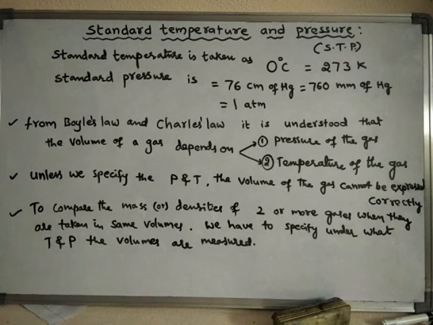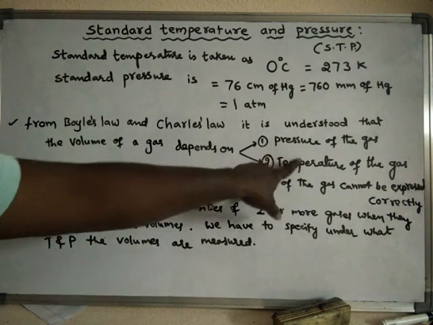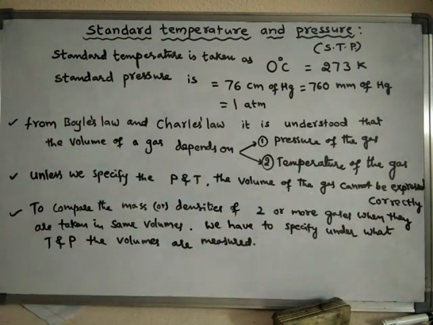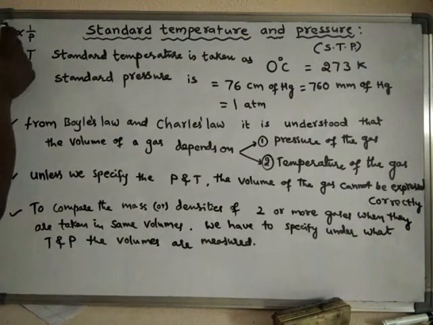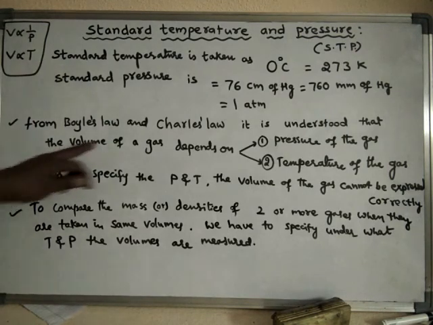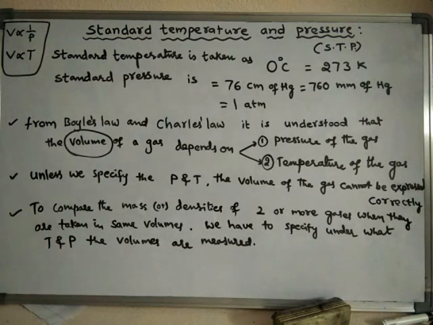See, we have studied about Boyle's law and Charles' law. So from Boyle's law and Charles' law, it is understood that the volume of a gas depends upon the pressure of the gas and the temperature of the gas. Boyle's law says that volume is inversely proportional to pressure, and Charles' law says that volume is directly proportional to absolute temperature. So from both laws, it is understood that the volume of a gas depends on the pressure and the temperature of the gas.